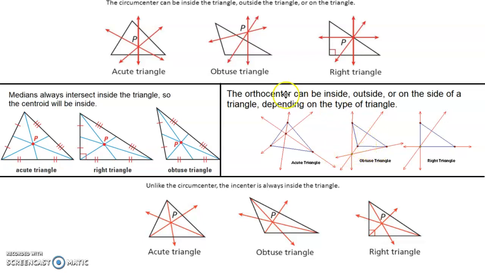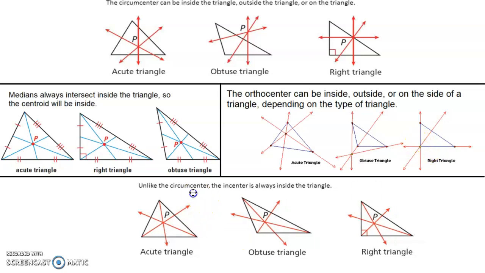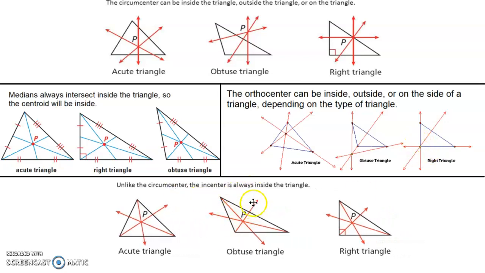If it's an obtuse triangle, that orthocenter is going to be outside. And if it is a right triangle, then it's going to pass through or intersect the vertex that is a right angle. And then unlike the circumcenter, the incenter is always going to be inside the triangle. You can remember incenter is going to be inside. Incenter for acute, incenter for obtuse, incenter for right.